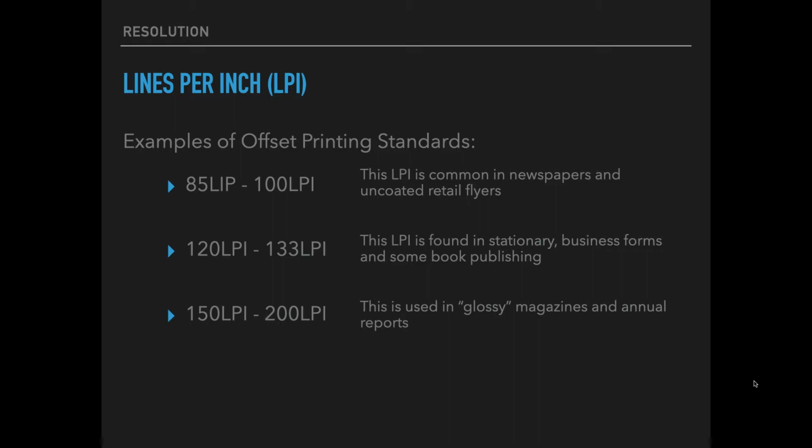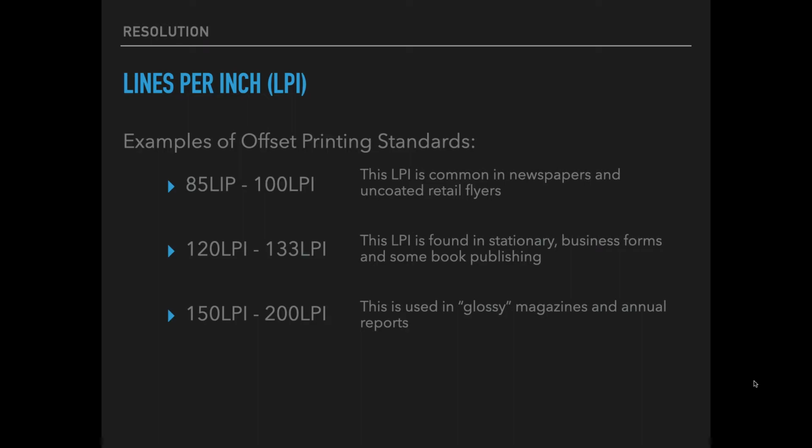So a newspaper goes out weekly, a flyer goes out weekly. It doesn't need to be the best quality print. So having it at 85 to 100 LPI means that the plates will be cheaper and it'll print a little bit faster. With fewer dots, it means that there's less likely for the image to be smudged, so it makes for a faster, cheaper product.